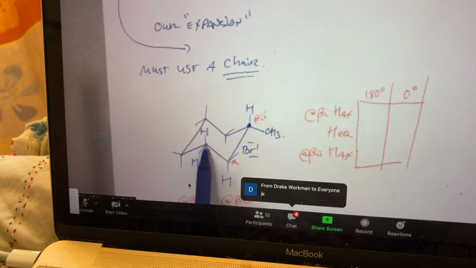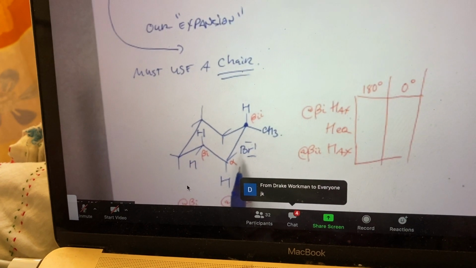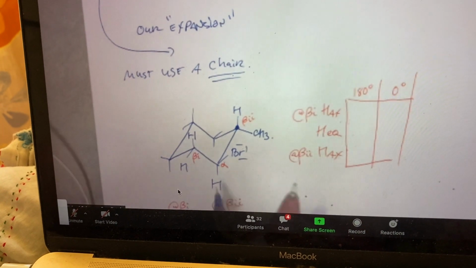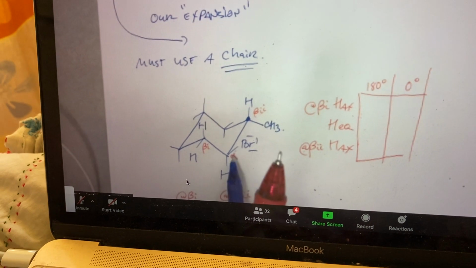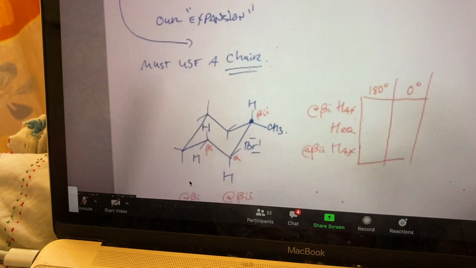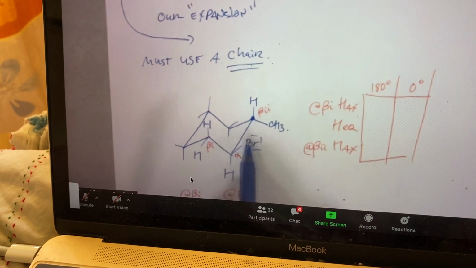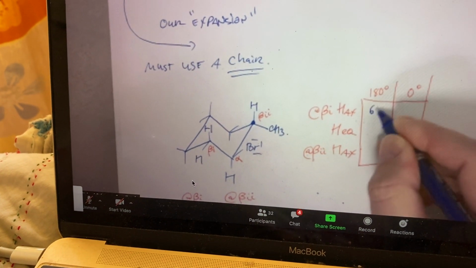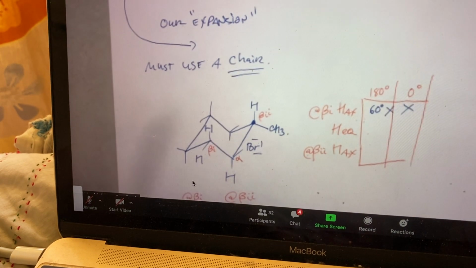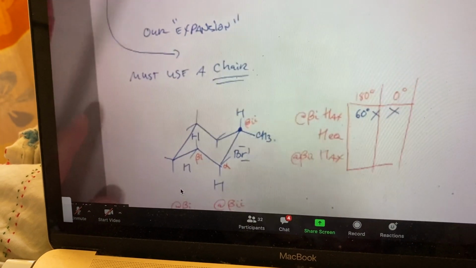But think about this for a minute. If you don't see this, then you need to build these models again. But this is up and axial. And then bromine, if we're looking at it in the back, is equatorial. It goes about like that. The bond angle relationship for here to here is actually 60 degrees. So it doesn't work at 80, it doesn't work at 0 degrees. Maybe we should write the 60 in the middle.